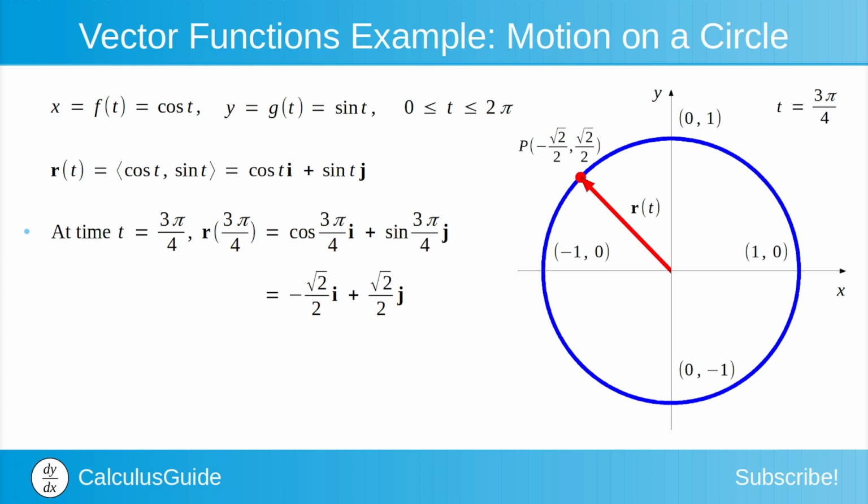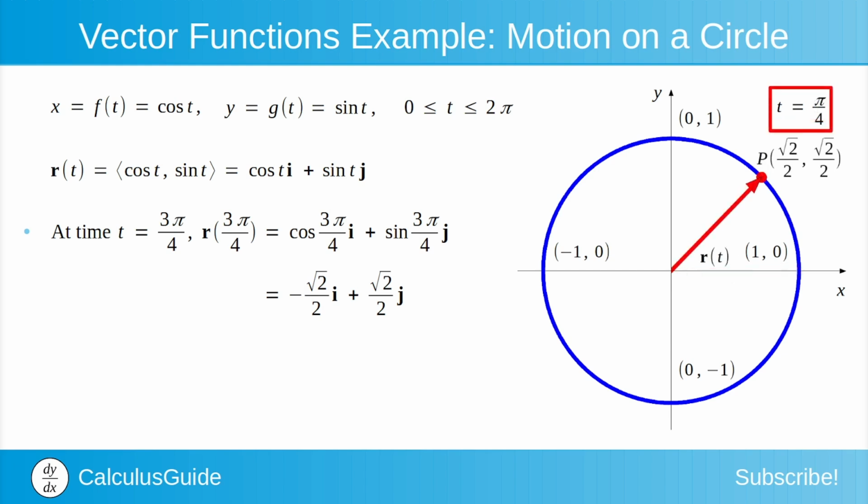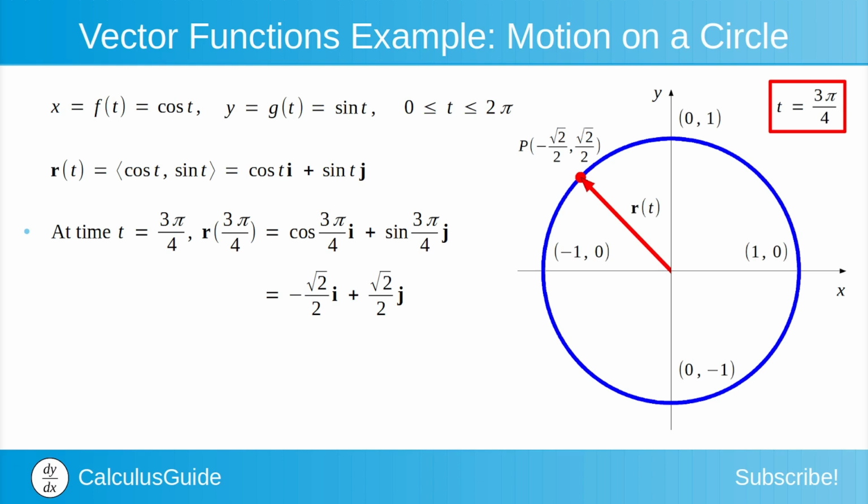As the value for time t increases from t equals 0, we can see how the particle moves counterclockwise around the circumference of the circle. And we can see how the particle's path is the curve traced by the vector function r.